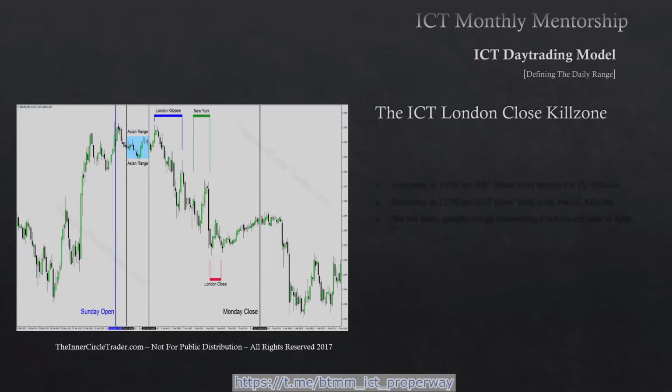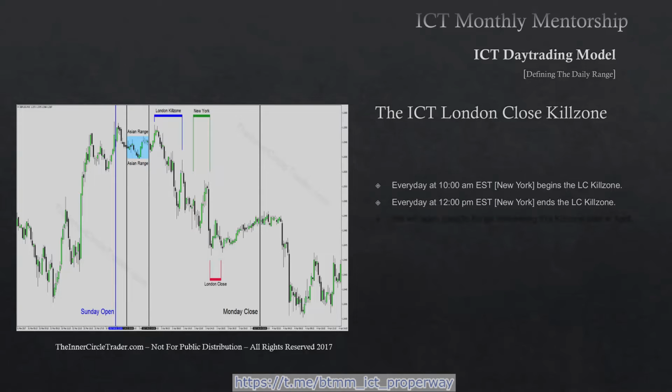The ICT London Kill Zone for London Close. Every day at 10 a.m. Eastern Standard Time, New York, begins the London Close Kill Zone. Every day at 12 p.m., noon, New York time, ends the London Close Kill Zone. We will learn specific things concerning this kill zone later in April. But for now, whenever I refer to London Close, this is the time window. Again, always in whatever New York time is, whether it's daylight savings time or regular time, these are the times I'm using.